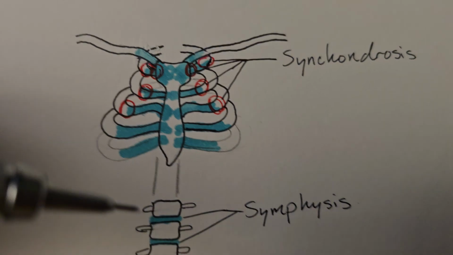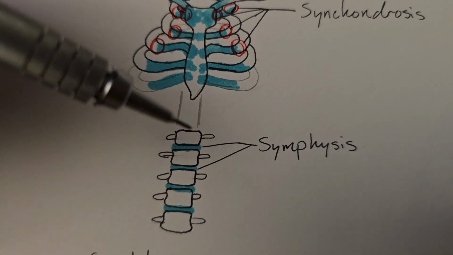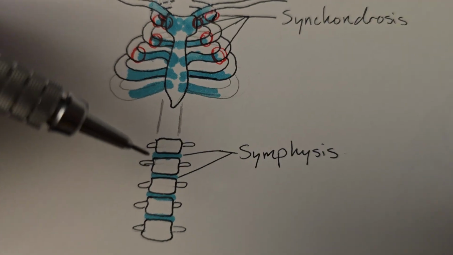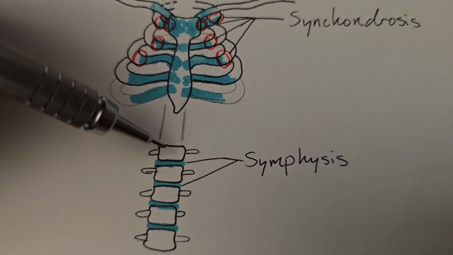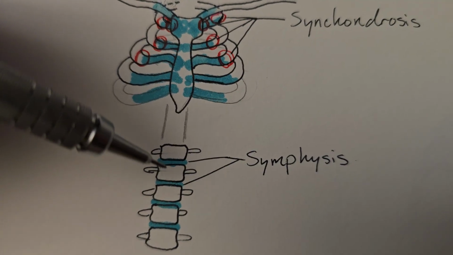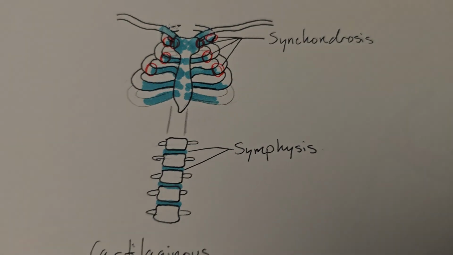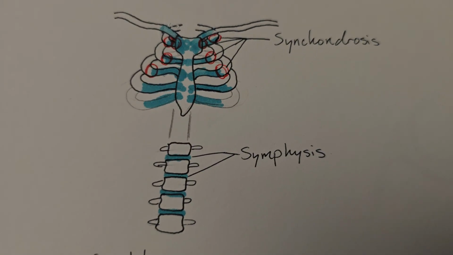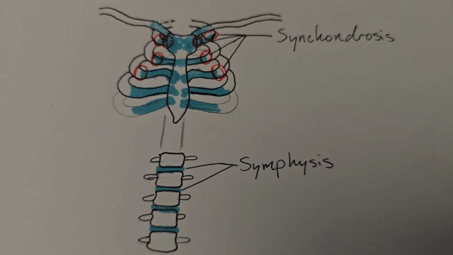And then the second type is symphysis joints. So these are found in the vertebrae, in the intervertebral disc right in between the vertebrae here. And it's also found in the pubic symphysis.